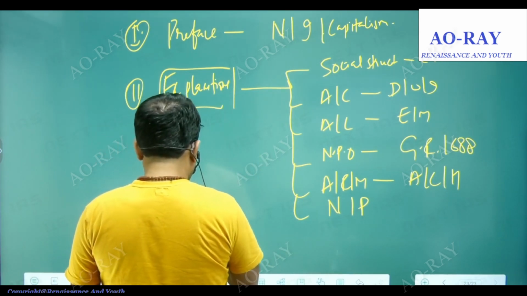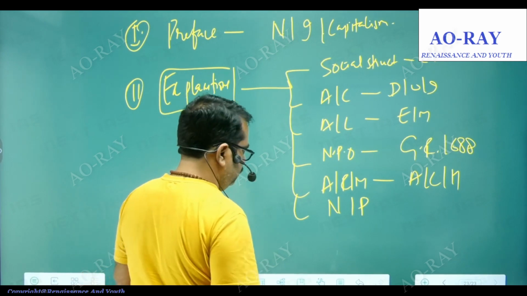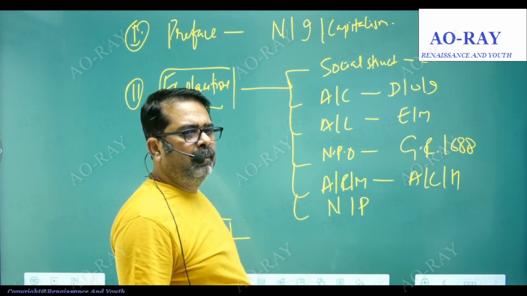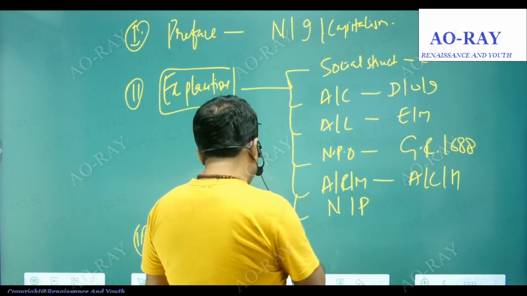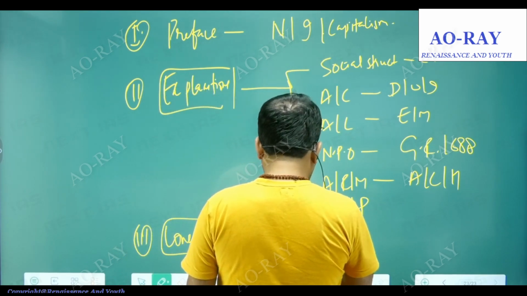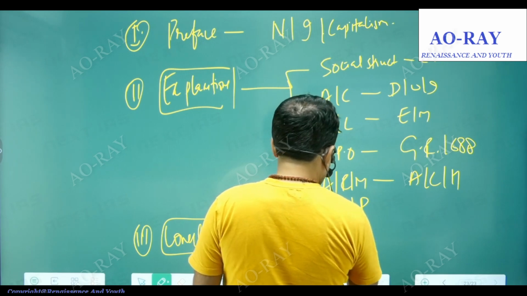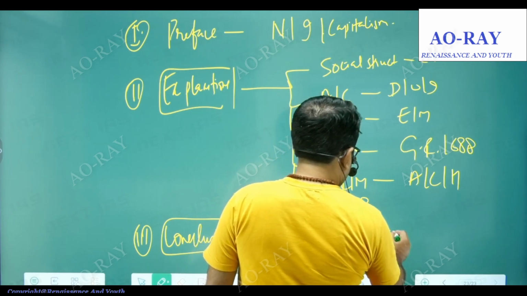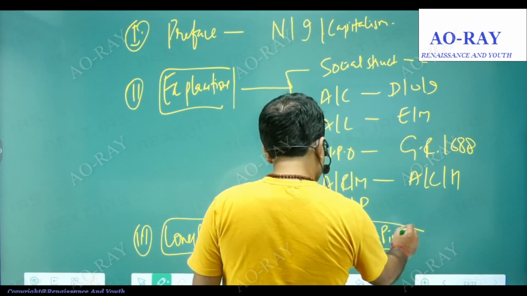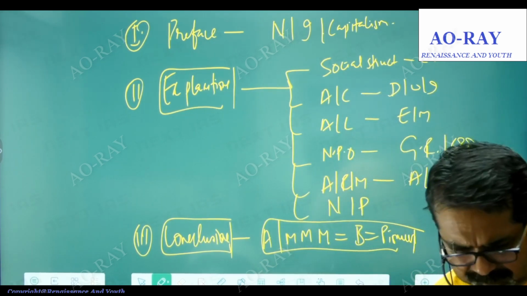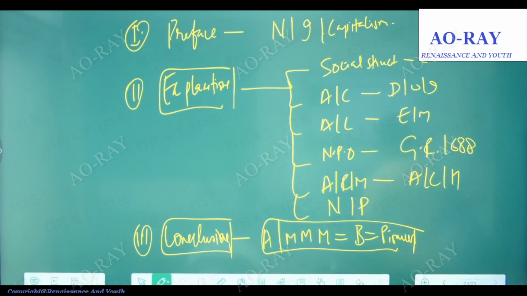Conclusion. Availability of money, men, and material made Britain the pioneer in industrial revolution. Simple. Outline. Simple, simple. Outline. Highlight. Outline or highlight.